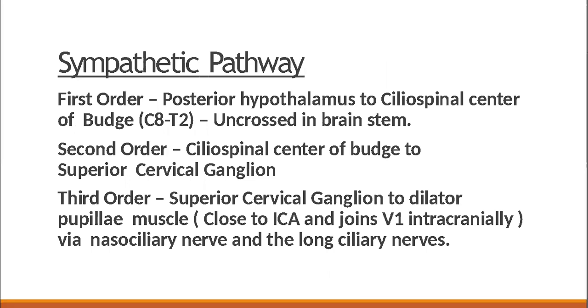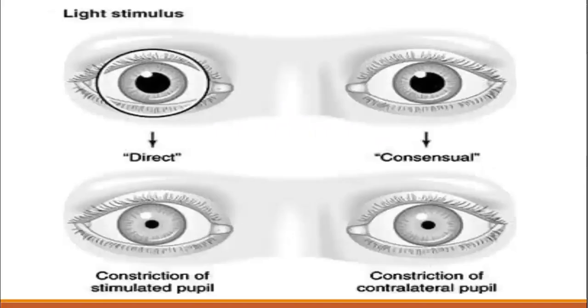So this is the sympathetic pathway, friends, which I have already told you. The first order neurons start from the posterior hypothalamus to the ciliospinal center of Budge. It is uncrossed in the brainstem. The second order neurons go from the ciliospinal center of Budge to the superior cervical ganglion. And the third order neurons go from the superior cervical ganglion to the dilator pupillae muscle via the nasociliary and long ciliary nerves. This picture shows beautifully what is direct and what is consensual pupillary reaction.